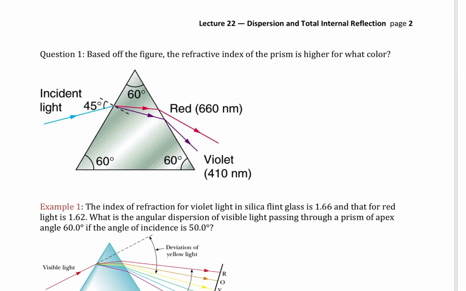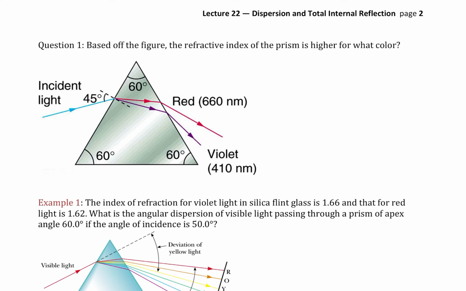We'll start with a concept question. Based off the figure, the refractive index of the prism is higher for what color? We could cheat here and consider the graph that we just saw on the previous page and see that all materials seem to have the same trend. But what do we actually notice just based on the information at hand? Make sure that you can make sense of this. Pause the video if you need to.